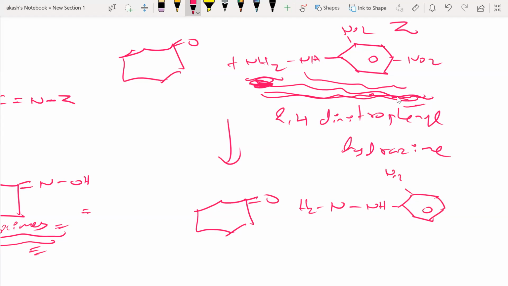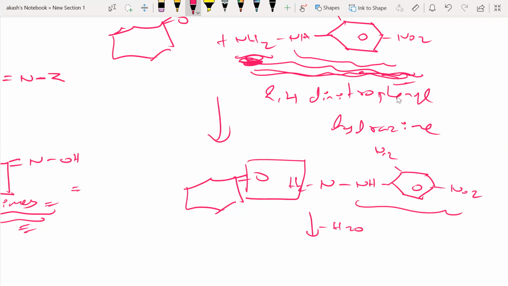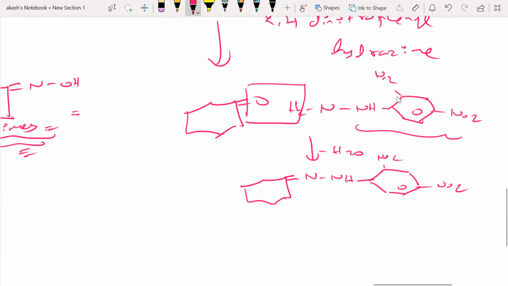Here we have one NO2. Another NO2 is there. It doesn't matter what is here, this is just a Z. So now you will remove the water molecule, minus H2O, to form the double bond between the carbon and the nitrogen. Double bond N, NH, then continue. Same thing, one NO2 here and another NO2 here. That's it. This is your compound. Final answer.